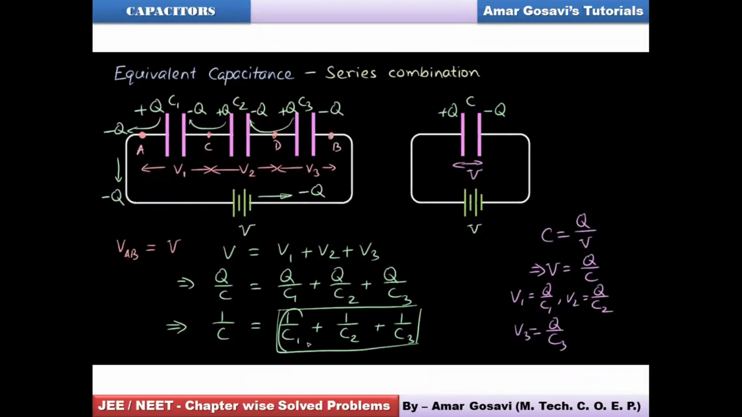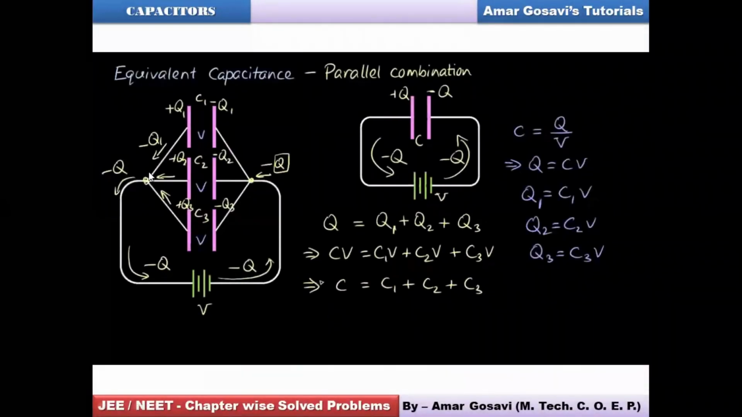Let's move ahead then. The second type of combination which I was talking about was parallel combination. Now in parallel combination, you can see the charges get distributed as Q1, Q2, Q3 across the capacitors C1, C2, C3. But the potential will remain same. So as per the law of conservation of charge, I can say Q gets divided into Q1, Q2, Q3. So I can state an equation over here, that is Q equal to Q1 plus Q2 plus Q3.